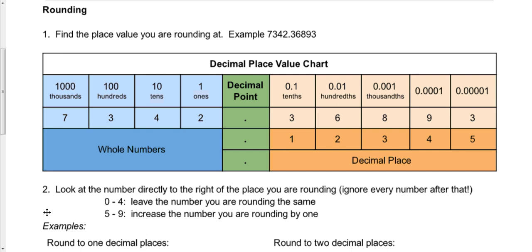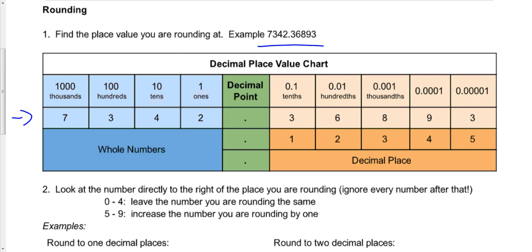So you'll notice on this chart underneath where it says decimal place value chart, all the numbers from this example number up here are placed in this particular row. So here we've got 7,342 decimal 36893. It's important to note that to the left of the decimal point, immediately to the left, you've got all of the ones. Then you've got tens, hundreds, and thousands.